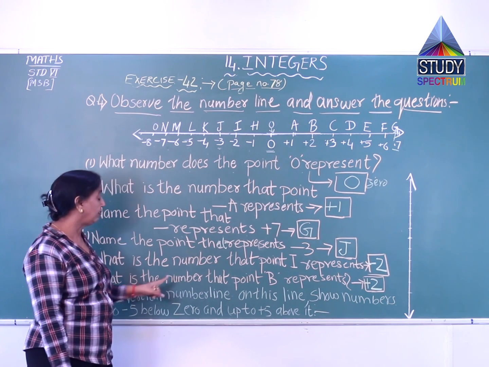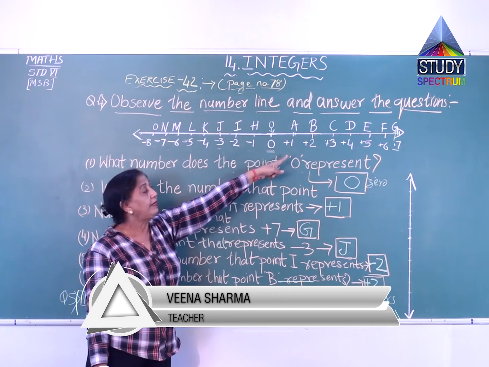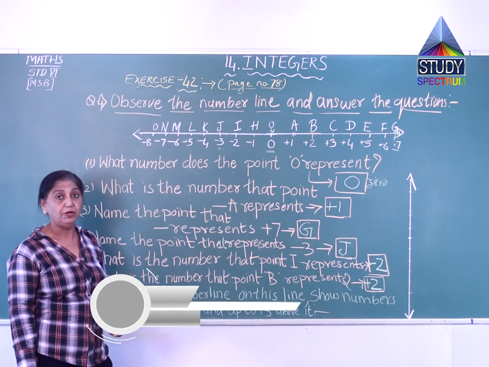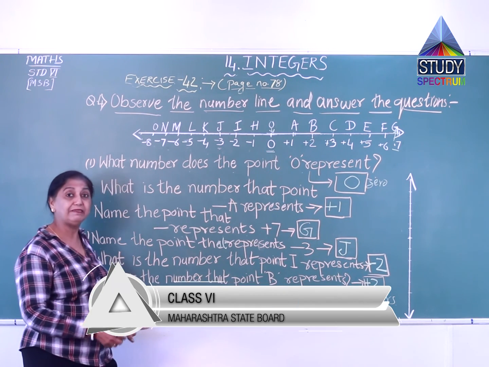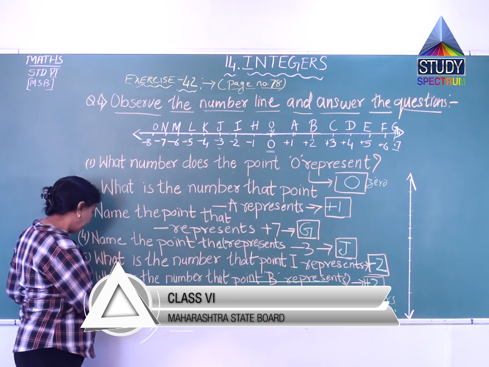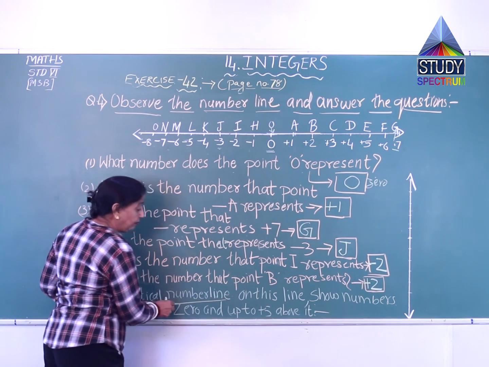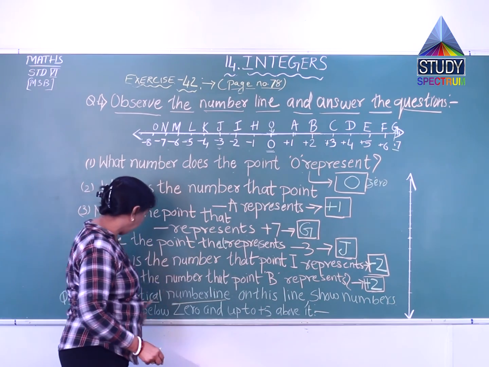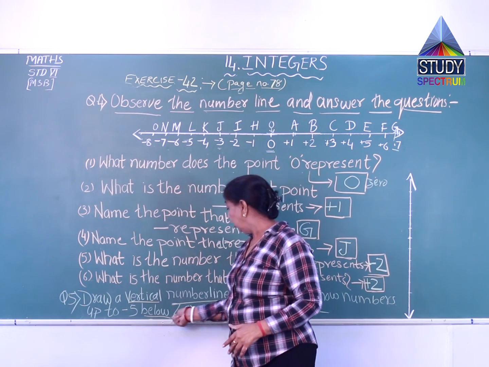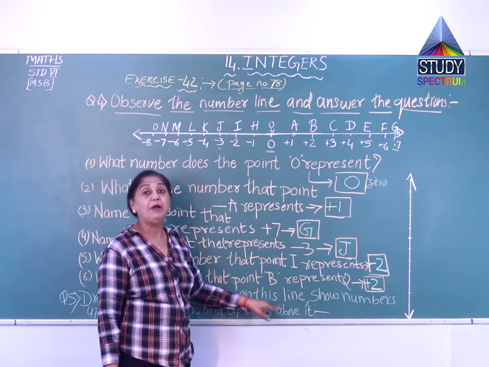And the last one, what is the number that point B represents? B is over here and it is to the right hand side, so it is positive 2. It represents positive 2. So now let's move to the fifth question. That is the last question of this exercise. And here we can see they have asked you to draw a vertical number line. On this line, show the numbers up to -5, below 0, and up to +5 above it.